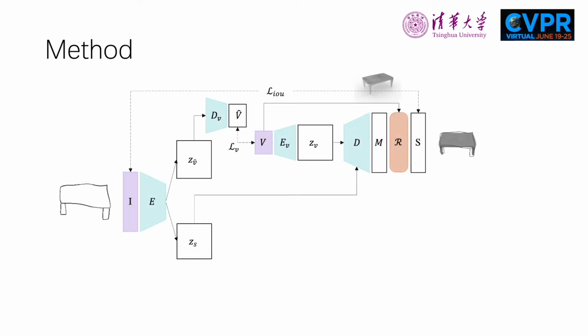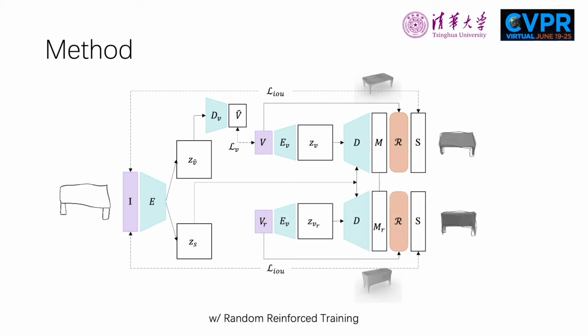We solve this problem by a simple but effective strategy, which we term random reinforced training. Except for the ground truth viewpoint V, we feed the network with a random viewpoint V_R and force it to produce a 3D model that matches the input sketch at this viewpoint. This aims to encourage the network to generate shapes matching the given sketch at arbitrary viewpoints. As shown in this figure, we expect to get a different table, but with a similar silhouette at viewpoint V_R.